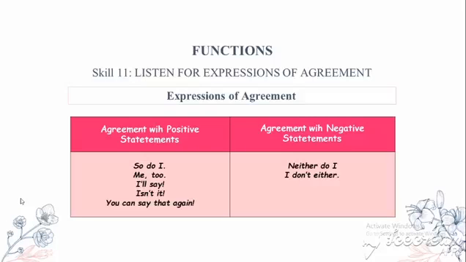Function. Skill 11. Listen for expressions of agreement. In the book, there are two kinds of expressions of agreement. The first is agreement with a positive statement, and the second is agreement with a negative statement. Agreement with a positive statement is like, so do I, me too, I'll say, isn't it, you can say that again. And agreement with a negative statement is like, neither do I, I don't either.